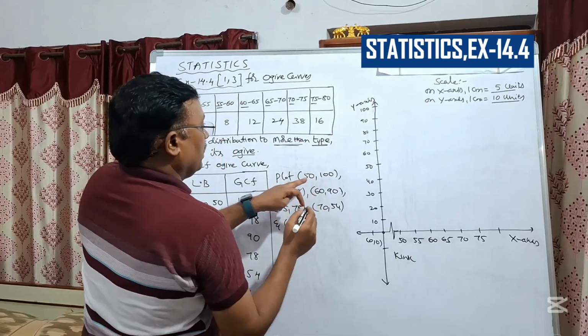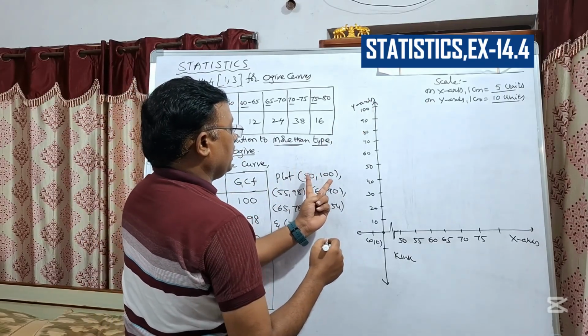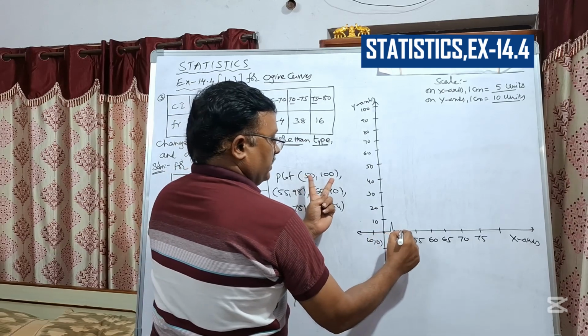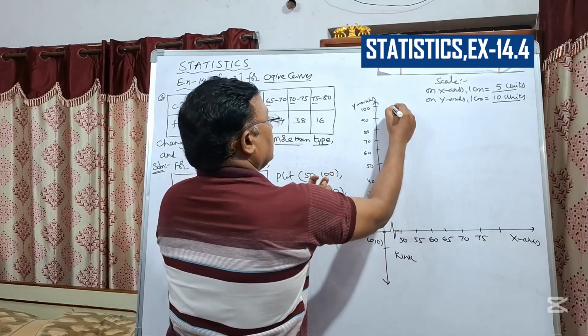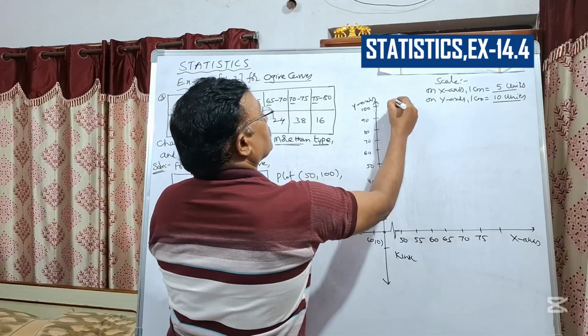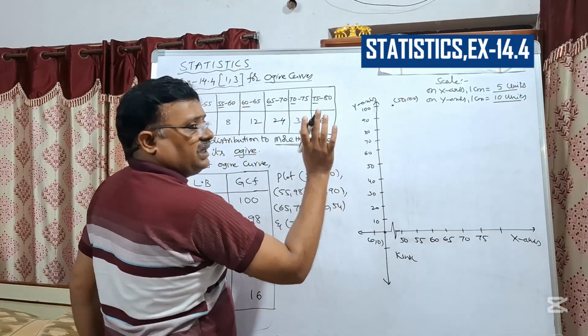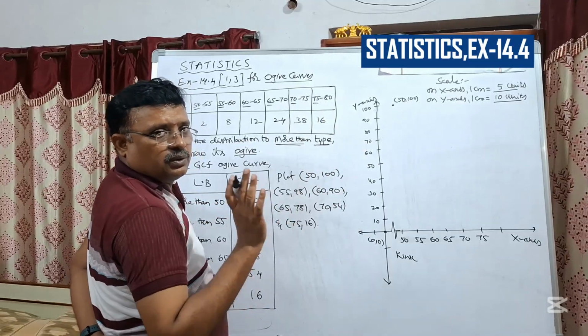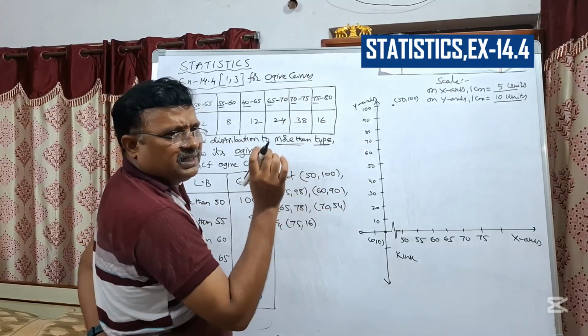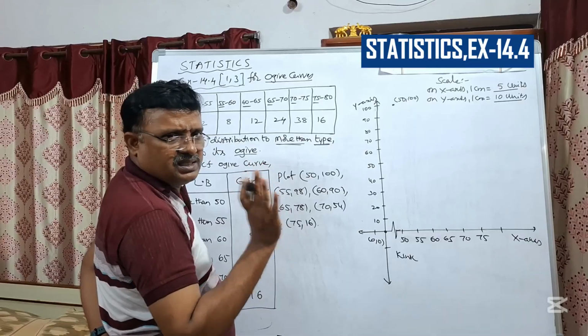Okay. Ordered pair 50 comma 100. From the origin, 50 comma 100. This one. This is the ordered pair 50 comma 100. Plot the point correctly and write the coordinates. On your graph paper it comes very neatly, very easily.